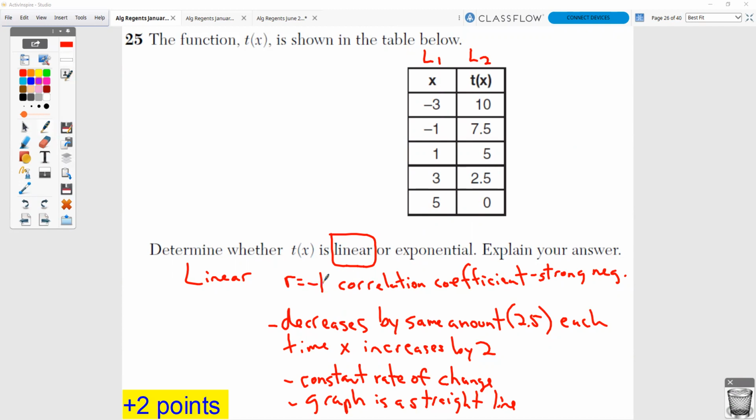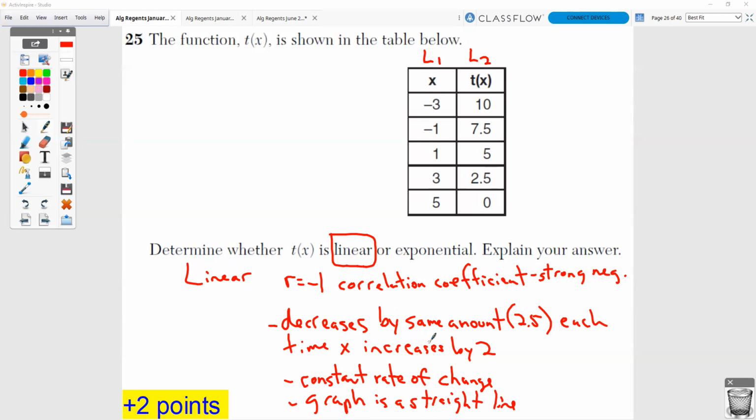An R value for linear regression of -1 means that it is a strong negative correlation. It is definitely 100% linear. So you had to say that it was linear. You could also say that it's linear because it decreases by the same amount, which is 2.5 each time. We go from 10 to 7.5 to 5 to 2.5 to 0. So because it's decreasing by the same amount each time, it would be a linear function.